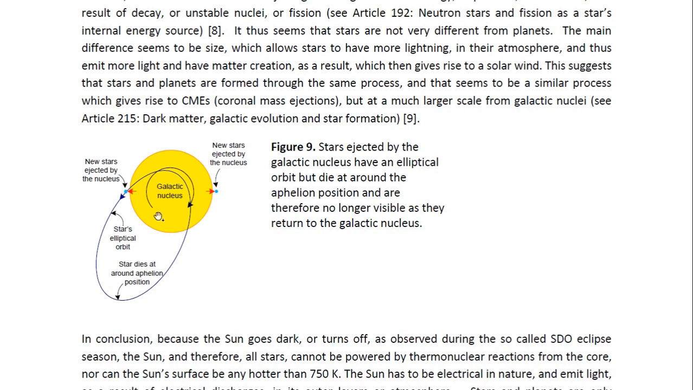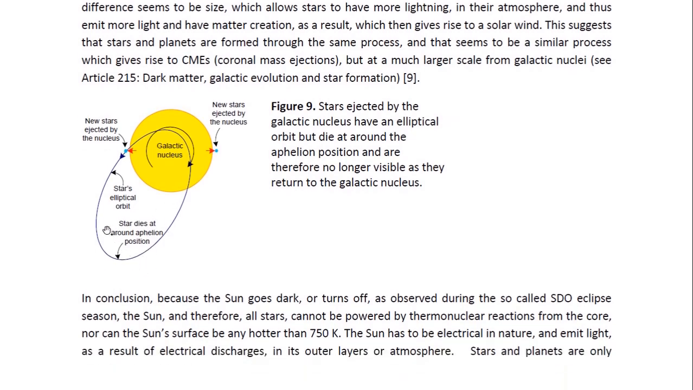All nuclei that are part of the periodic table are formed. These then form cores of objects. Planets and stars are then formed. They are ejected and they go into elliptical orbits. And then stars die at around the aphelion position, that is, they stop emitting light and they go back towards the galactic nucleus and are still massive objects, but are not emitting light, are not seen.